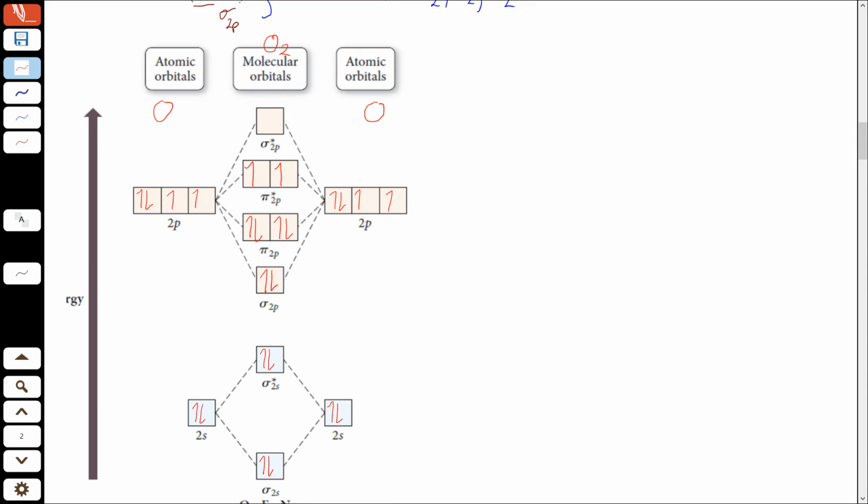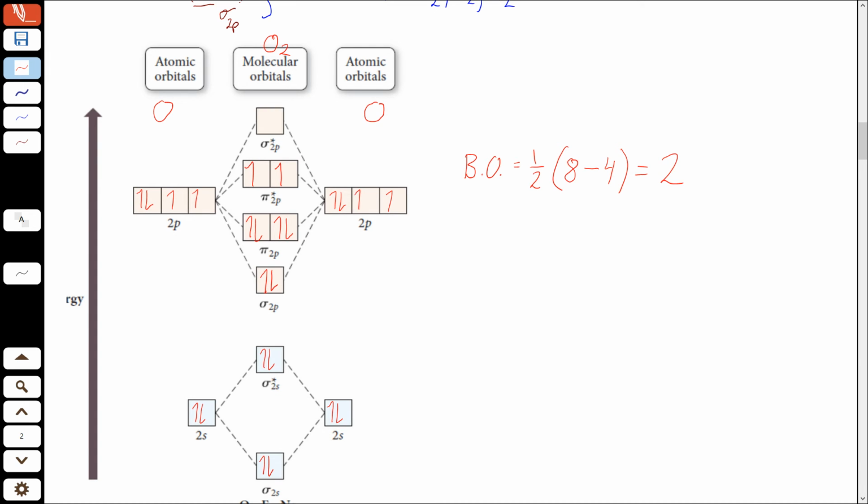We can calculate the bond order. Remember, it's electrons in bonding orbitals minus electrons in antibonding orbitals. The bonding orbitals are the sigmas and the pi's, so that's 1, 2, 3, 4, 5, 6, 7, 8. So we've got 8 electrons in bonding orbitals. And then how many electrons in antibonding orbitals? We've got 2 here and 2 here. And so our bond order is 2.